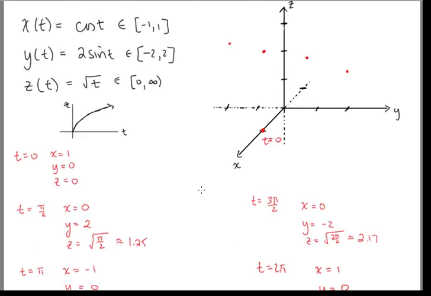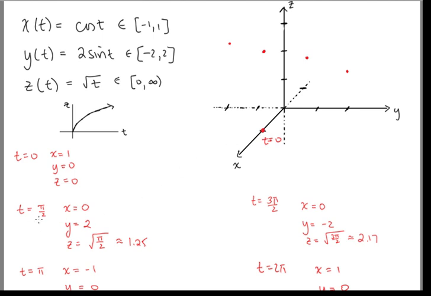Now the first thing I want to do is plot some points. Let me take t equals 0. When t is equal to 0, x is equal to 1, y is equal to 0, and z is equal to 0. Here's t equals 0, the point (1, 0, 0).